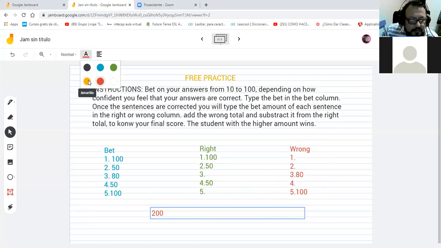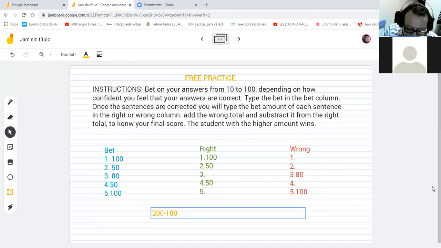Let's change the color because I don't like the red color. I'm just kidding.